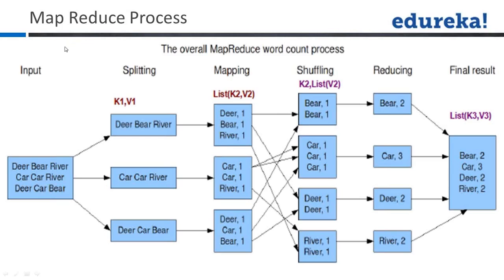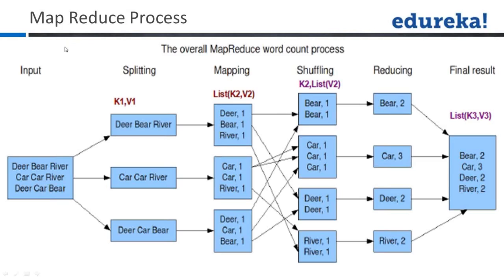Now, this is the key. This is the value. So what we have done till now is that deer is the key, 1 is the value. Bear is the key, 1 is the value. River is the key, 1 is the value. In this record, car is the key, 1 is the value. Another time car comes, I write it once again. And then we write deer, car, bear as keys here.